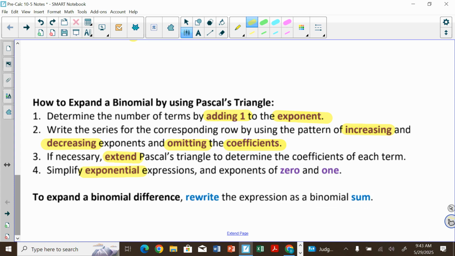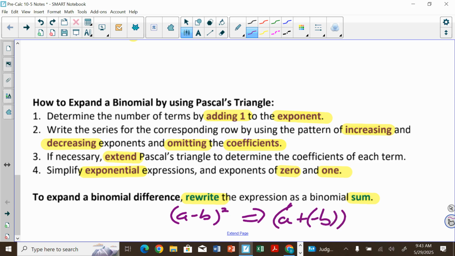And then simplify the exponential expressions. We're going to use powers, exponents, and then multiply by coefficients to simplify it. And then remember, if we have exponents of 0, that becomes 1. Exponents of 1 obviously become just the base number. Last thing, to expand a binomial difference, rewrite the expression as a binomial sum. So that's just the case if we have like a minus b squared, we're just going to rewrite it as a plus negative b squared. Okay, just rewrite it as a sum, and then we can do the same thing.